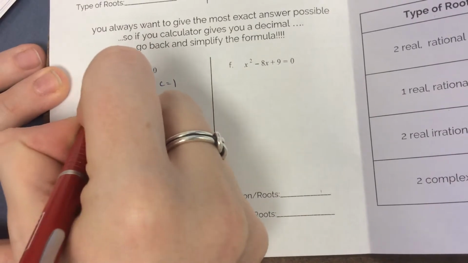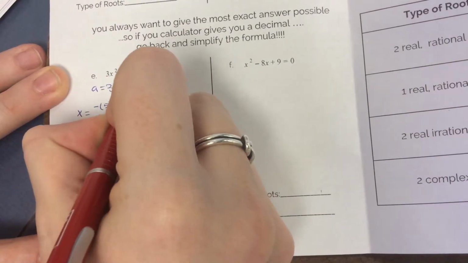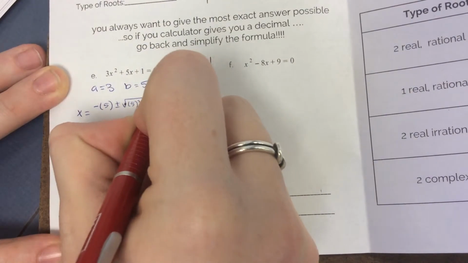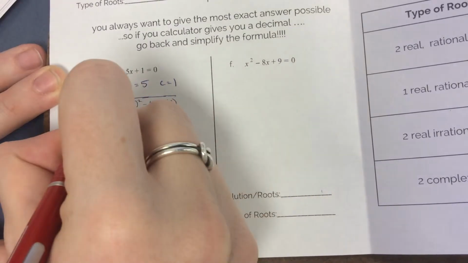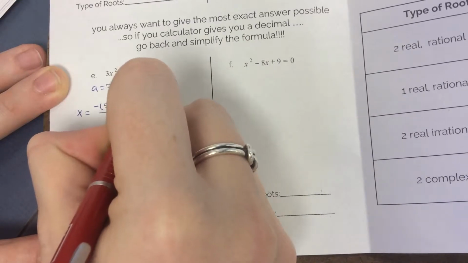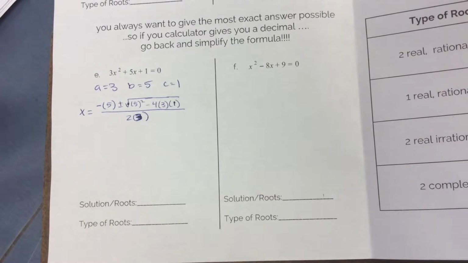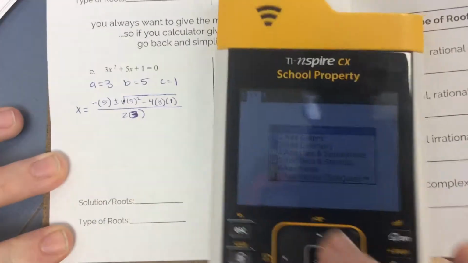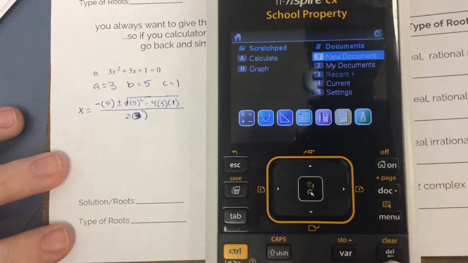We have a negative b, so a negative 5 plus or minus the square root of b squared, so 5 squared, minus 4 times a times c, all over 2 times a, so 2 times 3. So then just like we did yesterday, the next thing you're going to do is plug what's under the square root into your calculator.